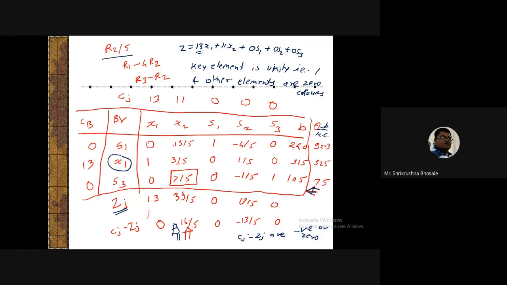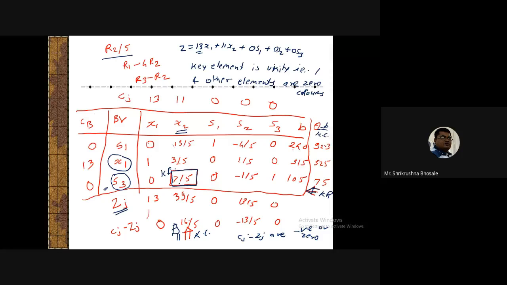Okay, so this is called the key row, and this is called KC, the key column. Then I have found the intersection point. So this 7 by 5 is the intersection point. This is called the key element. Then again I require that key element to be 1. Before that, S3 is required to be replaced. This S3 is going to be replaced with this X2, and this 7 by 5 should become 1.